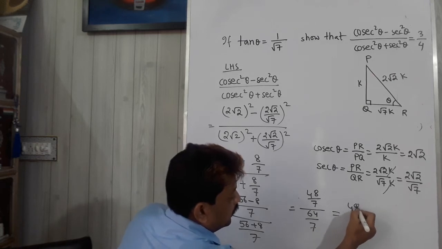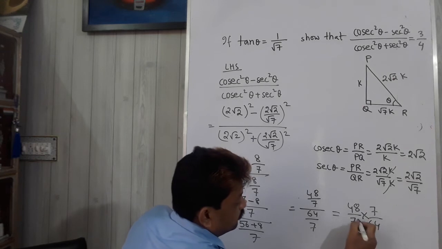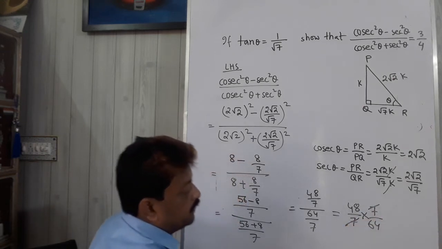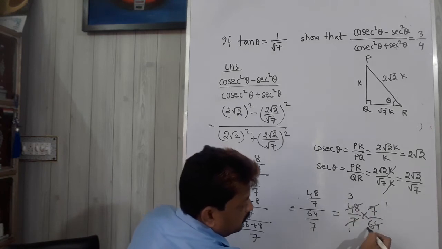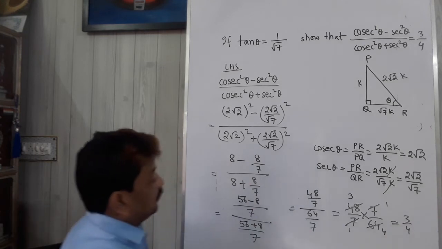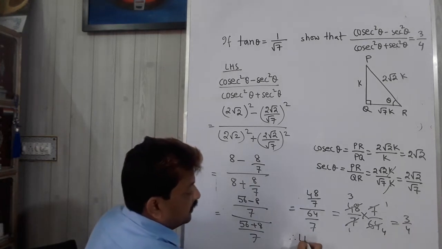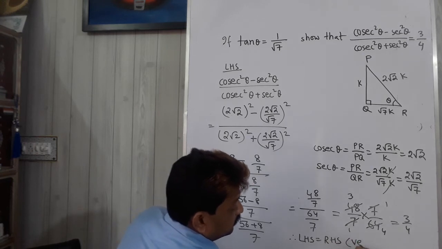That means 48 upon 7 multiplied with 7 upon 64. So by cancelling, 7 will be cancelled. Divided by 16, it will be 3, and divided by 16, it will be 4. So it is 3 upon 4. Therefore, we can say that LHS is equal to RHS. It is verified.